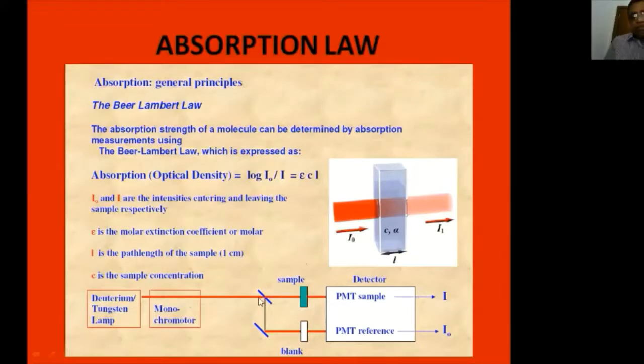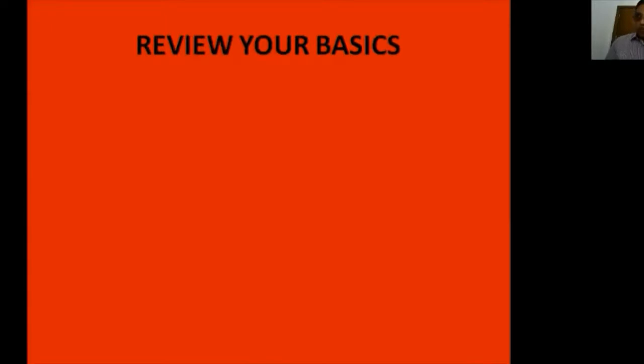So monochromatize it, give it to the sample, measure the intensity of the transmitted light, and make a calculation of absorption. This is the basic absorption law, which talks about the absorption behavior of the molecule, which is an important requirement for fluorescence. Before you start doing your fluorescence, you need to know the absorption of the molecule.